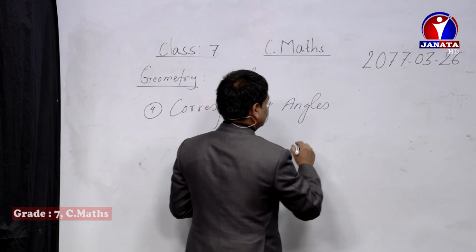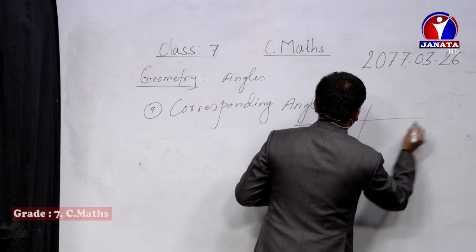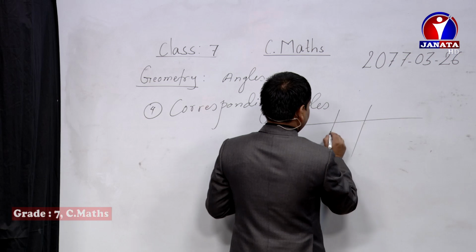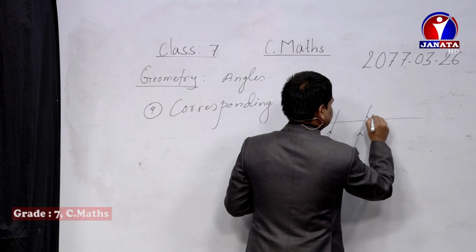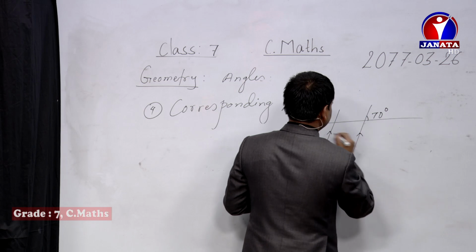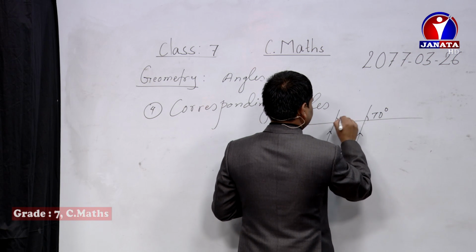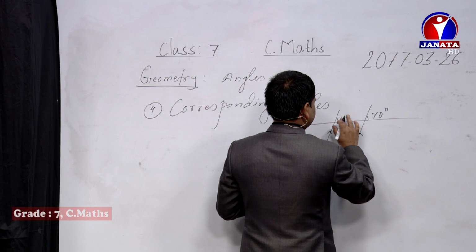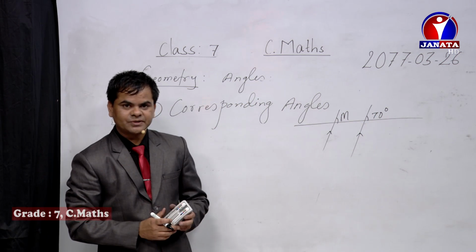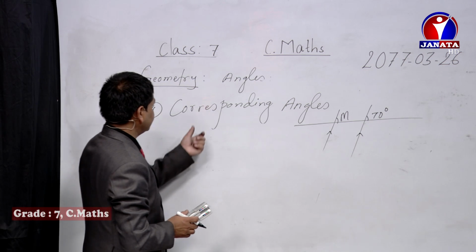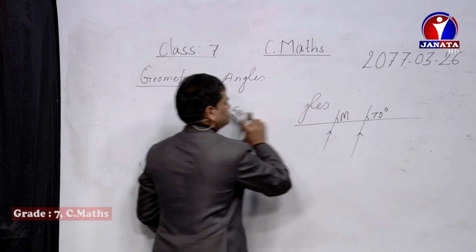Now I'm going to present another question regarding the concept of corresponding angles. To this one, if it is 70 degrees, what will be the value of this one? Let's write this one as m. Can you find out the value of m, dear student? Of course you can, if you have understood the concept of corresponding angles.